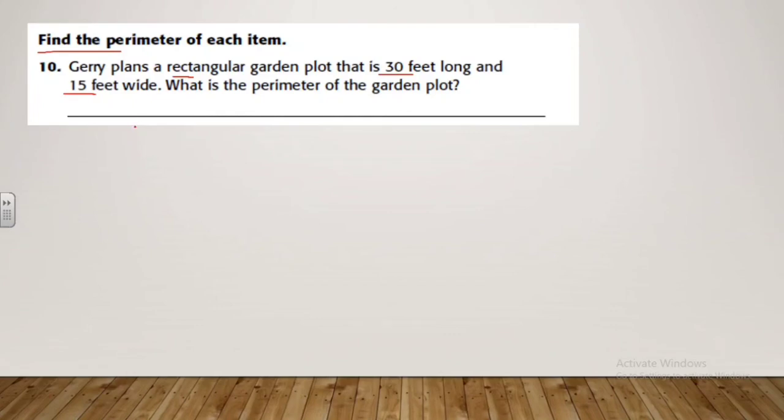So the perimeter will be 30 plus 30 plus 15 plus 15, right? Yeah, great. That equals what? You know that 15 plus 15 equals 30, and 30 plus 30 equals 60. So 60 plus 30 will give us 90, right?